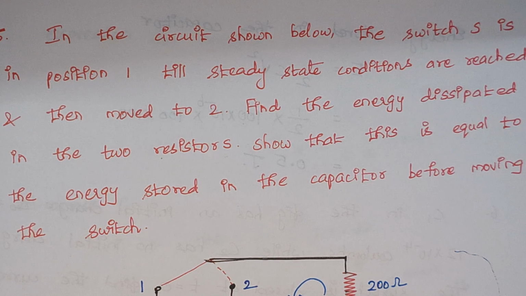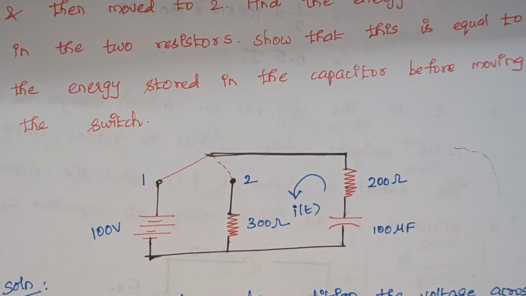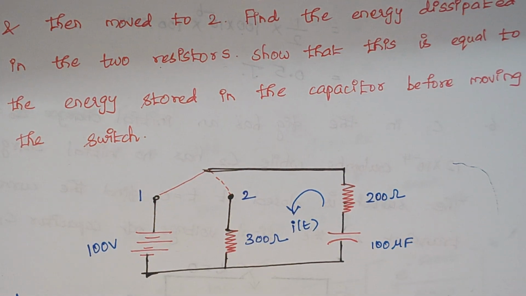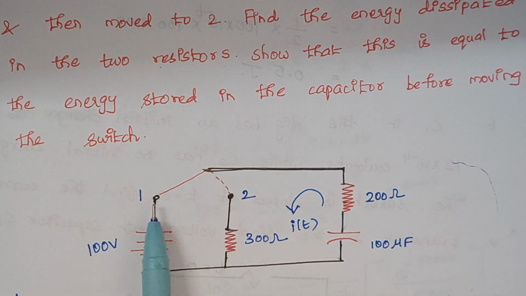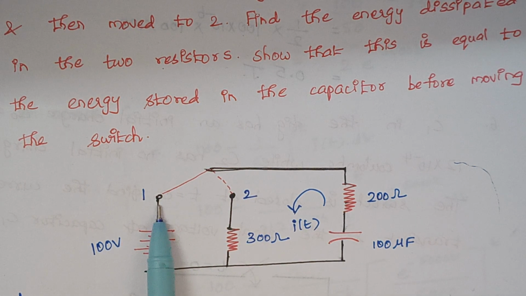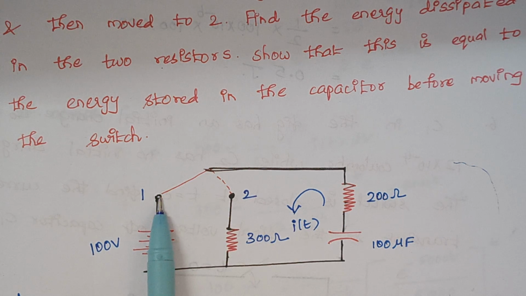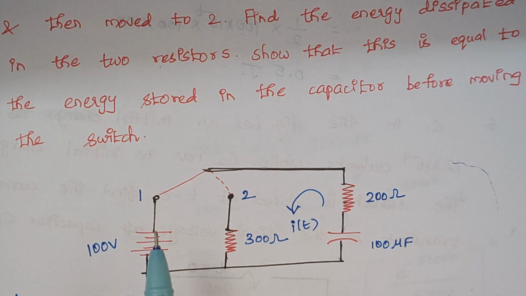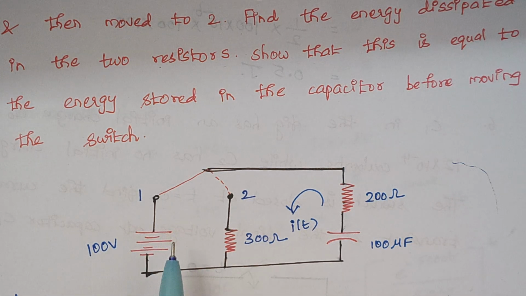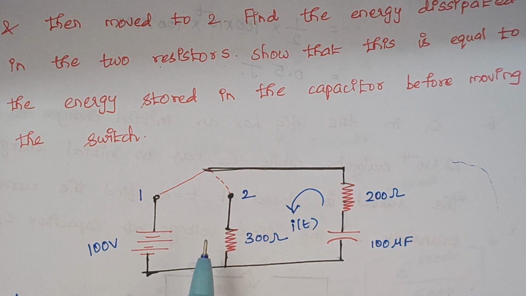So here, this is the given circuit diagram, right? Initially, the switch is in position 1. So the switch is in position 1 till the steady state condition is reached. So what do we mean by steady state? That is, we are having a steady flow of current in the circuit, right?